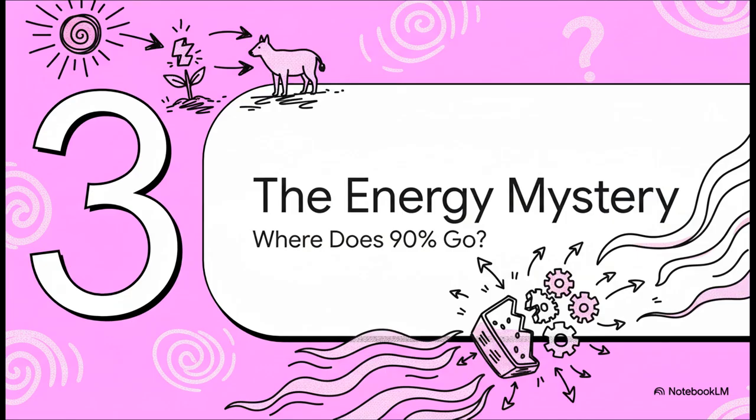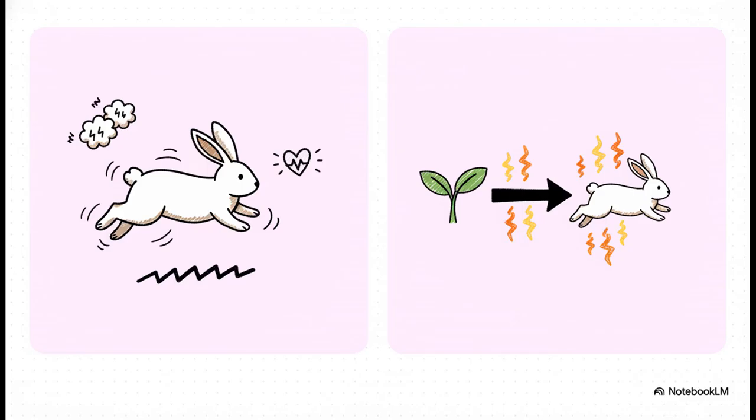So let's play detective and figure it out. Turns out that missing 90% goes to two main places. First up is just the cost of living. Think about that rabbit. It's burning up most of its energy just being a rabbit, hopping around, breathing, keeping its body warm. None of that energy can be passed on to the fox.